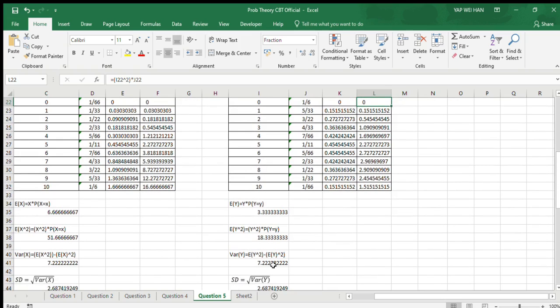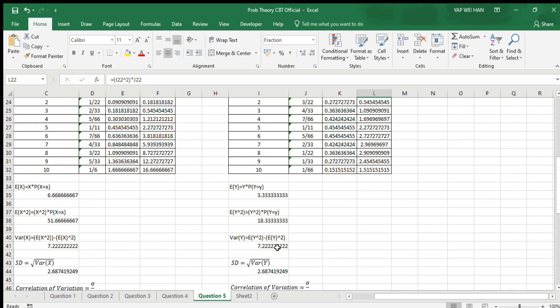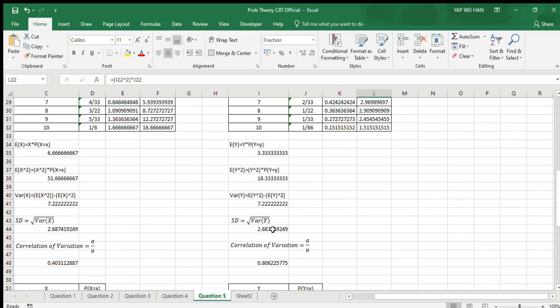For variance, do the same thing, 18.33333 minus the square of 3.33333, you will get 7.22222. For standard deviation, as I said just now, standard deviation is the square root of the variance of Y. So you will get 2.687. So the coefficient of variation for Y is 2.687 divided by 3.33. You will get 0.8022577.